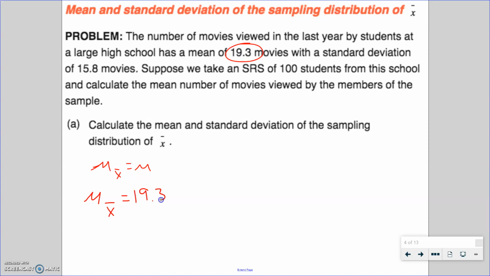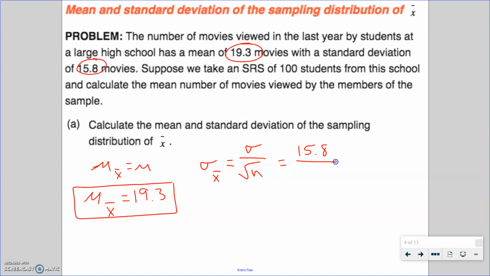So that's pretty easy. We didn't even have to do any calculations. We just pull it out from the equation. And then the standard deviation equation for a sampling distribution for x bar is the standard deviation of the entire sample divided by the square root of n. So the standard deviation was 15.8. And n in this case, we're taking a simple random sample of 100 students.